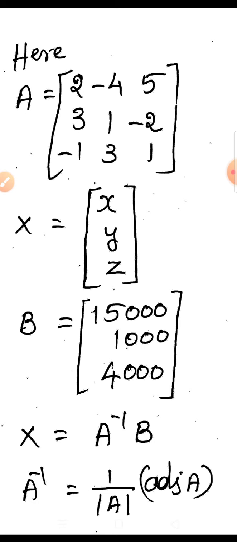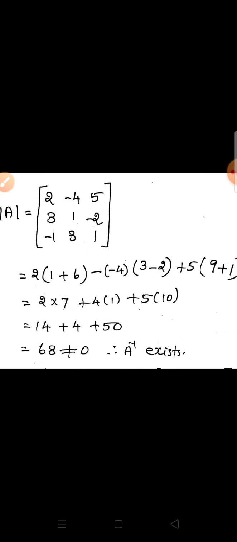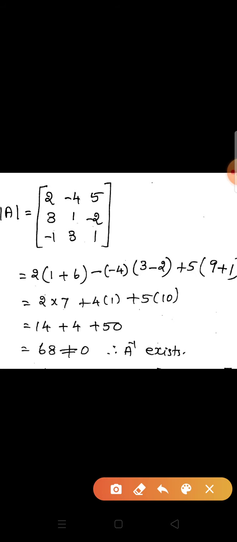First we are going to find determinant A. We write determinant A in determinant form. Determinant A is equal to 2, -4, 5; 3, 1, 2; -1, 3. So how do you find the determinant value? By expanding the first row, we get the answer 68.